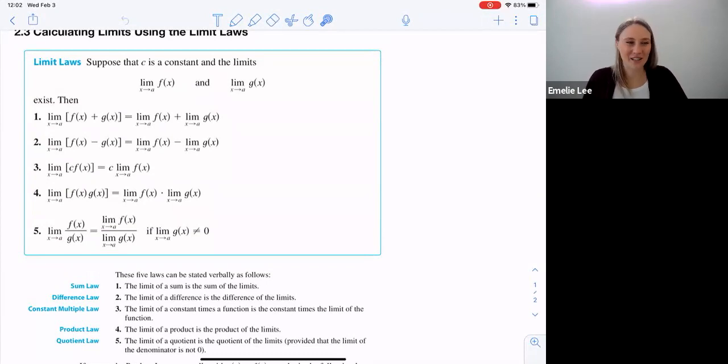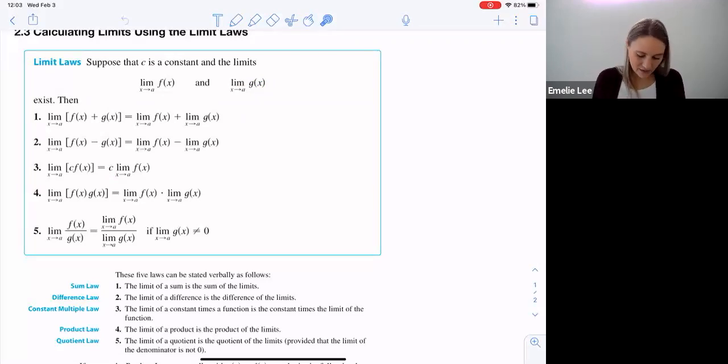So first thing we need to establish is that whenever we see a C, it's going to denote a constant. Here in limit law 3, for example, we have the C, and so that's going to be a constant. We're also going to assume that the limit of f of x as x goes to a exists, as well as the limit of g of x as x goes to a exists. So these things exist. They're not blowing up towards infinity or anything like that.